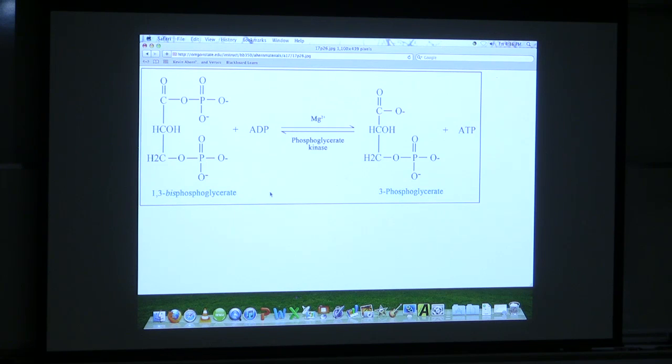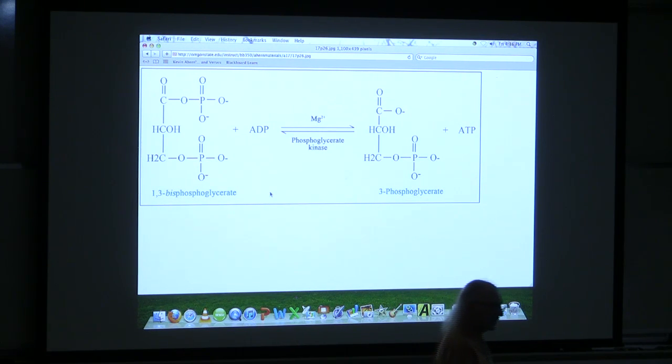Substrate-level phosphorylation. Now, substrate-level phosphorylation occurs when a high-energy molecule transfers a phosphate to ADP and makes ATP, just like this. The reason I want you to know the name of this is that there are only 3 ways in cells in which we make ATP. One of them is substrate-level phosphorylation.